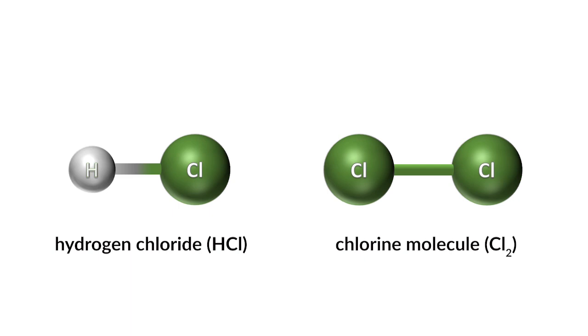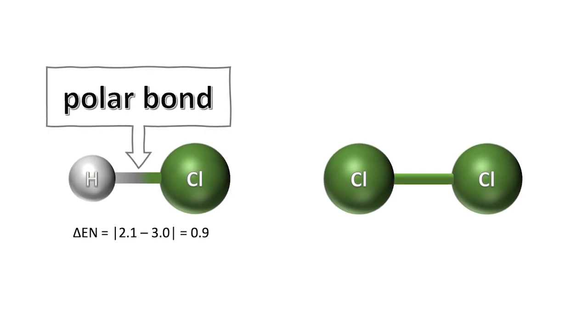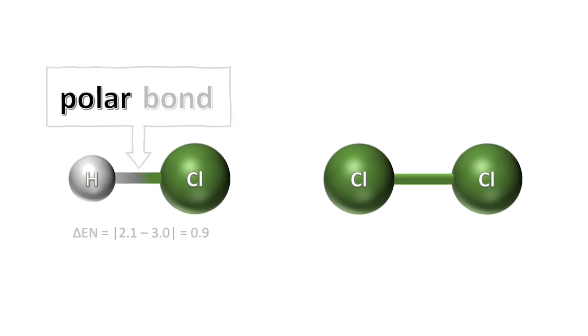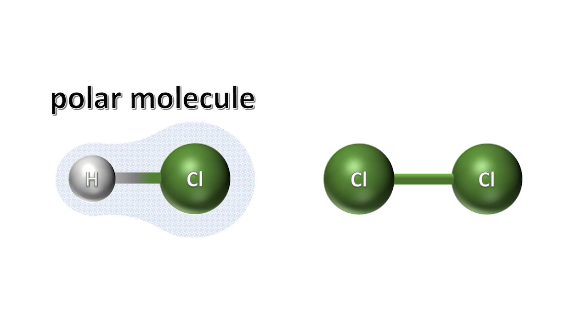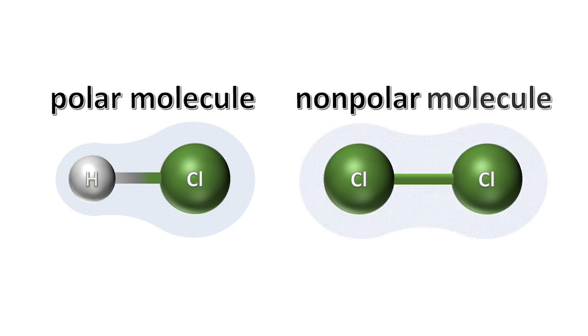What do you notice? You can see that each molecule is made up of only two atoms. The hydrogen chloride molecule is made up of a polar bond. Thus, the molecule is polar. On the other hand, the chlorine molecule is made up of a non-polar bond. Thus, the molecule is non-polar.